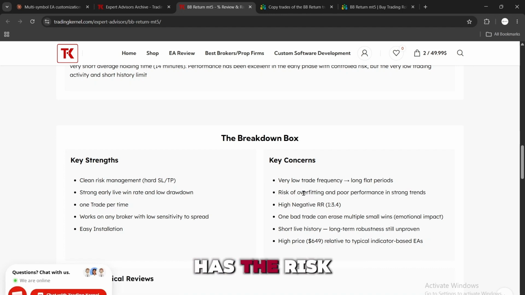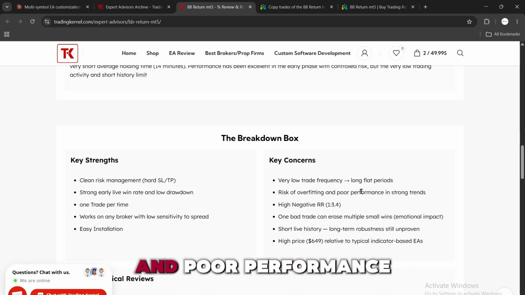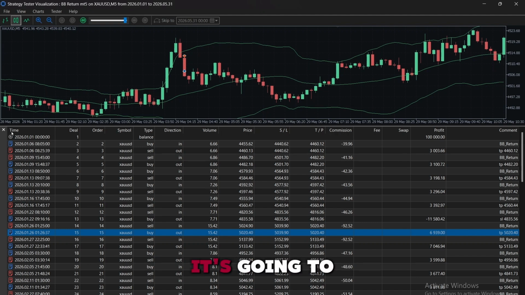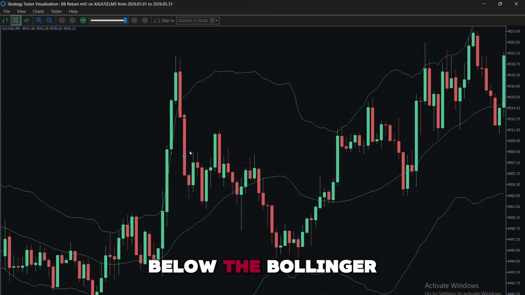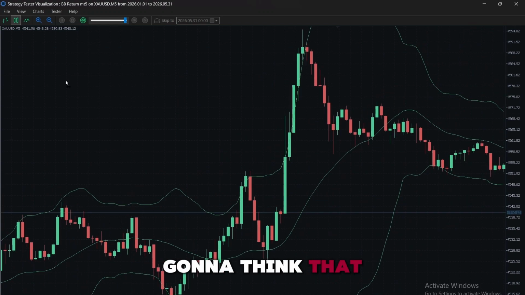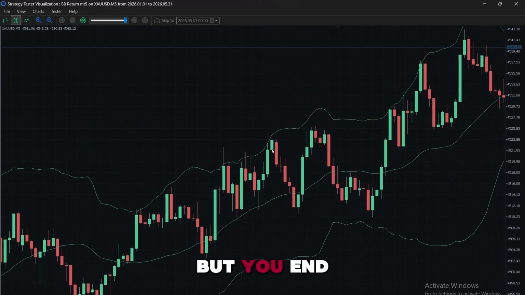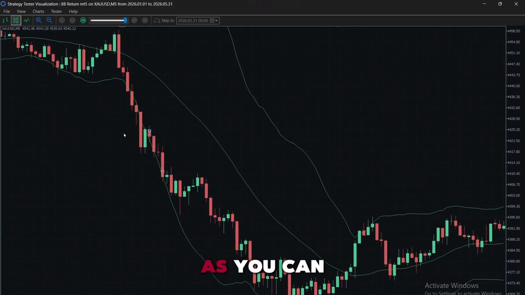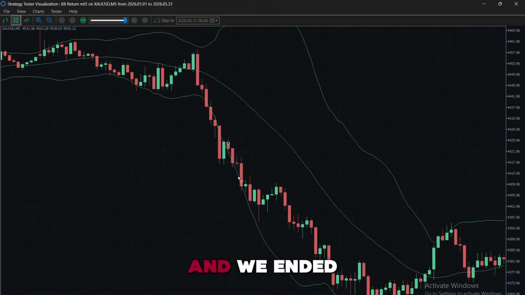Well, it also has the risks of overfitting and poor performance in strong trends, as you can see here. So whenever there is a strong trend, it's going to fail because it could come back and close below the Bollinger Band, and you're going to think that it's going to be profitable, but you end up losing money during strong trends. As you can see here, we bought here and we ended up losing money because of this trend.